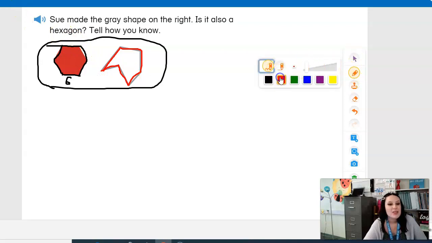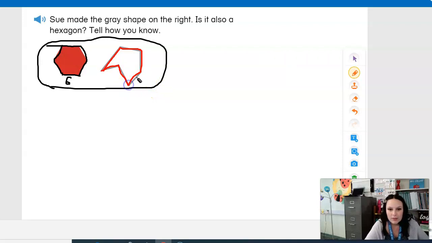So this shape that Sue made does have 6 sides. So let's check and see if it has 6 vertices. Those are just the corner points, remember? So 1, 2, 3, 4, 5, 6. It checks out. It has 6 sides and 6 vertices. So this shape is a hexagon. It says tell how you know. Well, I know because I just counted the 6 sides and 6 vertices. So both of these shapes are a hexagon.